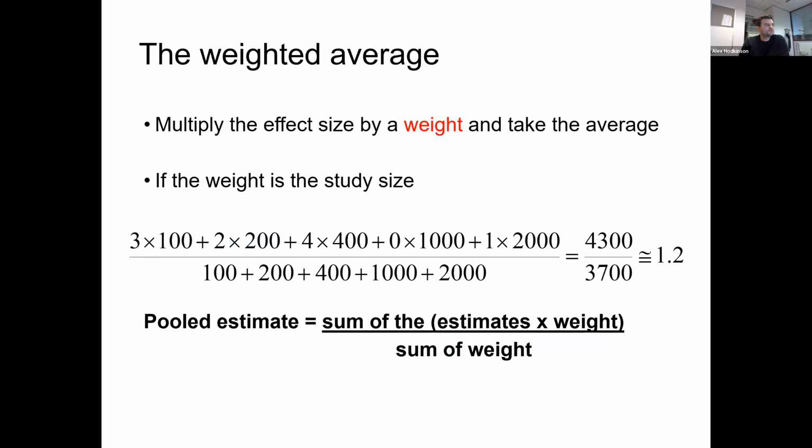So alternatively, we can take a weighted average. Here we're looking at the sum of the mean estimates times the weight over the sum of the weights. And if we go through these calculations, very straightforward, plugging the values in, we end up with now a pooled mean estimate of 1.2. So it's shifted from 2 to 1.2. So it's much more conservative in estimation.